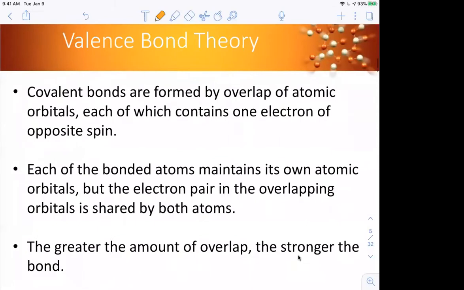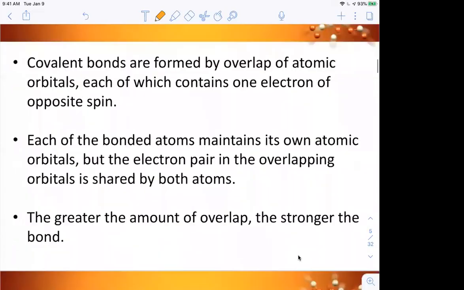Covalent bonds are formed by overlap of atomic orbitals, each of which contain one electron of opposite spin, just like with the two hydrogen atoms forming H2 or the two fluorine atoms forming F2. Each of those bonded atoms maintains its own atomic orbital, but the electron pair in those overlapping orbitals is shared by both atoms. The greater the amount of overlap, the stronger the bond.